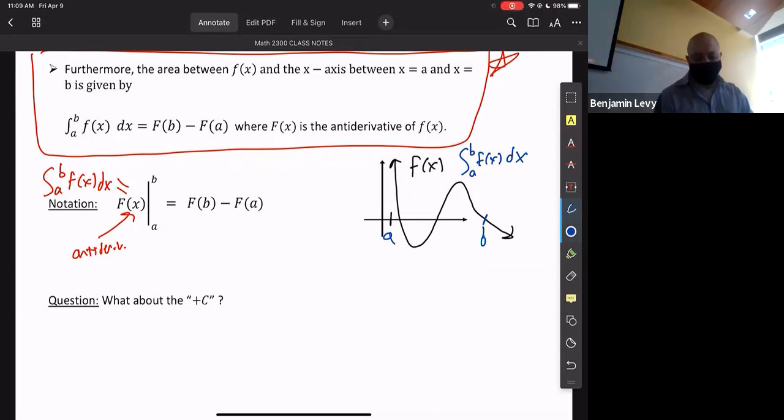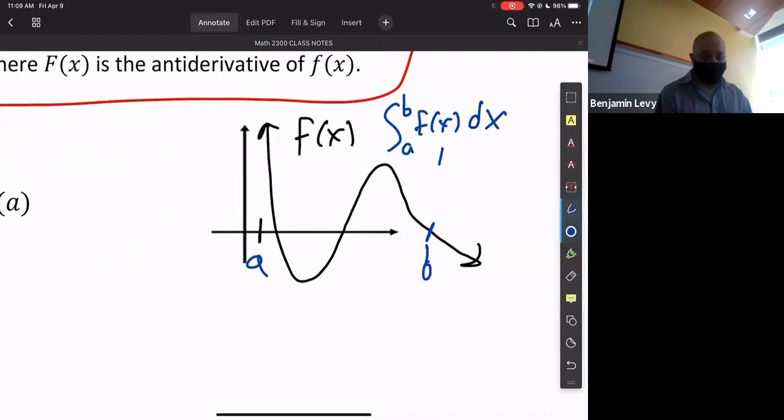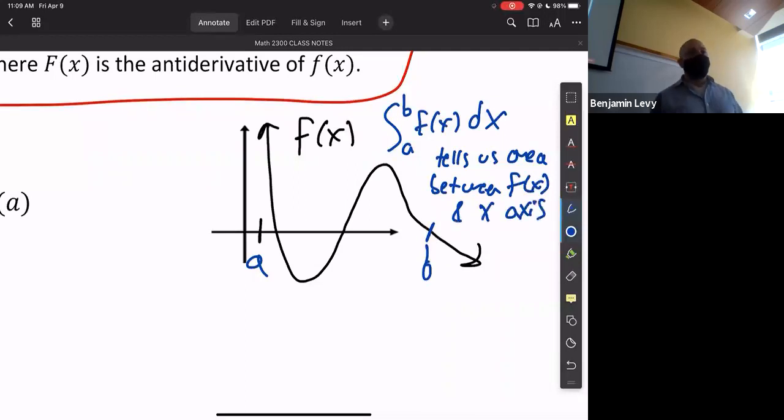Let me be more clear. Let me zoom in here. This is going to tell us the area between the function and the x-axis. I've got my A and my B labeled there. The thing I'm trying to get you to think about is that some of the function is above the x-axis and some of it's below the x-axis. So if we were going to integrate this between A and B, what area would we actually be finding?